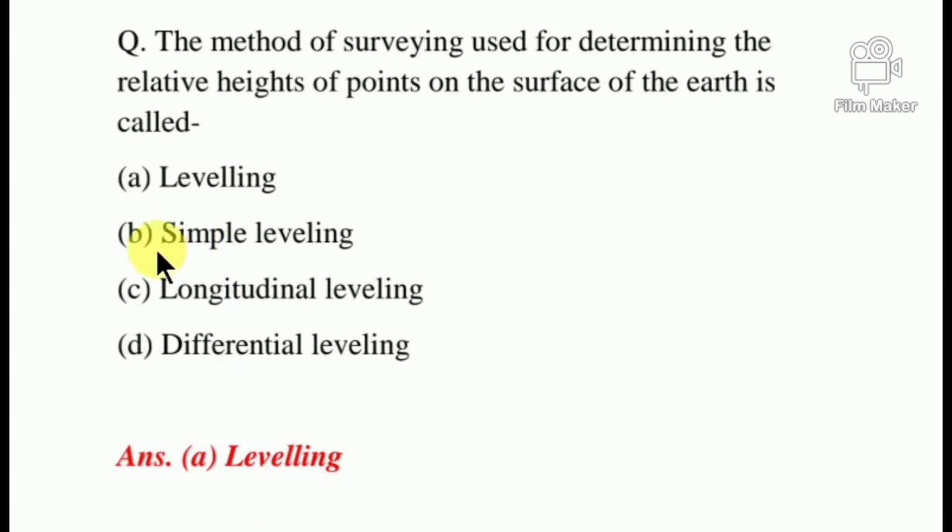Now let's see an MCQ. The method of surveying used for determining the relative heights of points on the surface of the earth is called. See, the first option is given as leveling. So this is our answer and the other three are different types of leveling. So our answer will be option A, leveling.